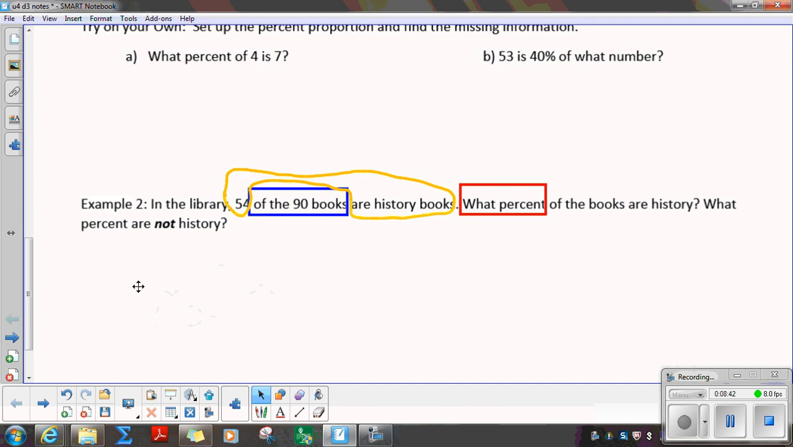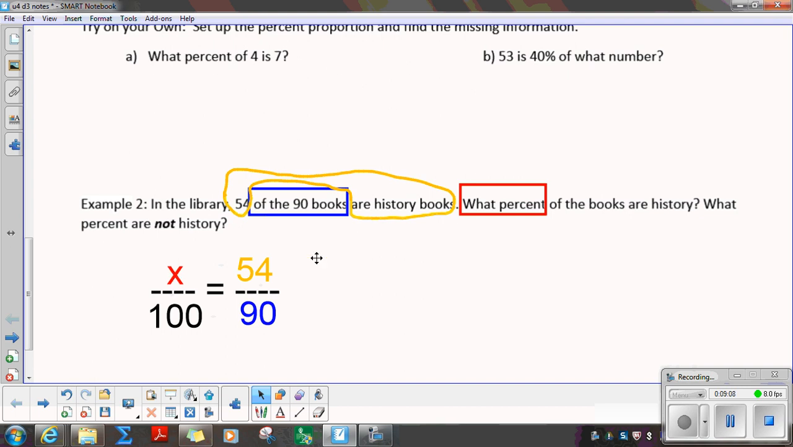Okay, so I'm going to start with setting up a proportion. Guaranteed 100 in there. So I have the "is" 54. The "of" is 90. What I don't have is the percentage. So that's going to be my x, the number over 100.